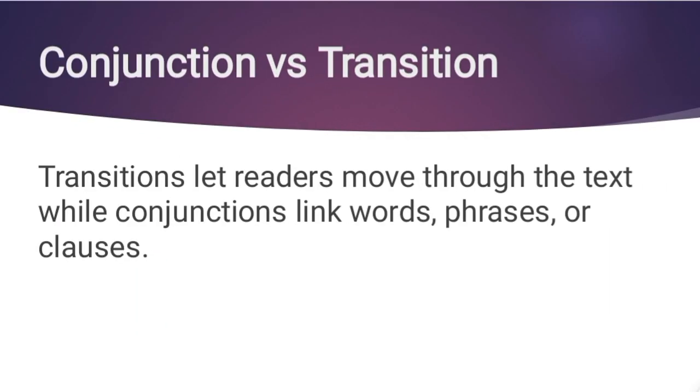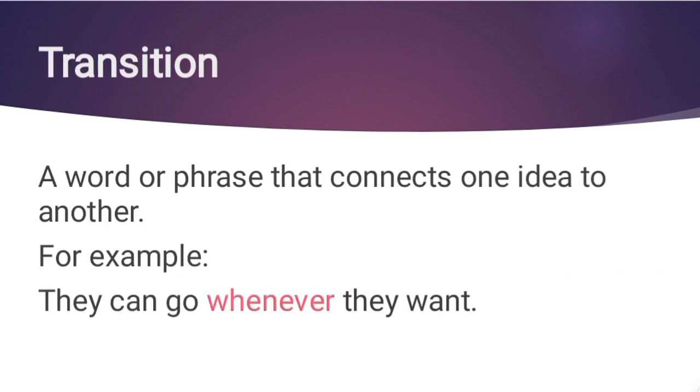Now the difference between conjunction and transition. Transitions let readers move through the text, while conjunctions link words, phrases, or clauses. So a transition is a word or phrase that connects one idea to another. कि transition एक idea को दूसरी idea के साथ जोड़ता होता है. For example, they can go whenever they want. Here the word whenever is a transition.